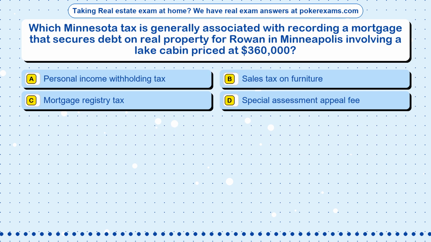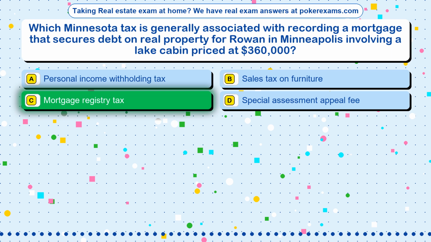Question 43. Which Minnesota tax is generally associated with recording a mortgage that secures debt on real property for Rowan in Minneapolis involving a lake cabin priced at $360,000? Option A. Personal income withholding tax. Option B. Sales tax on furniture. Option C. Mortgage registry tax. Option D. Special assessment appeal fee.